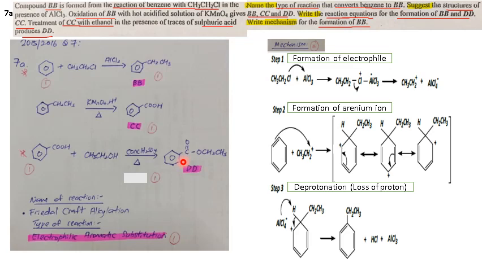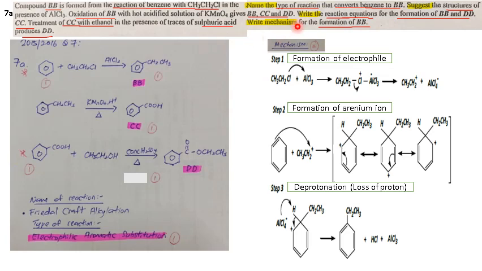And then the type of reaction is Friedel-Crafts alkylation that converts benzene to BB. Suggest a structure for BB, CC, DD. Okay, done already. BB, CC, DD is over here. And then write the reaction equation. Yes, I have written all already. But the question just requests the formation of BB, so it's this one. And then the formation of DD is this one.